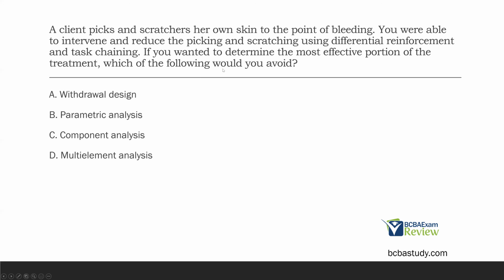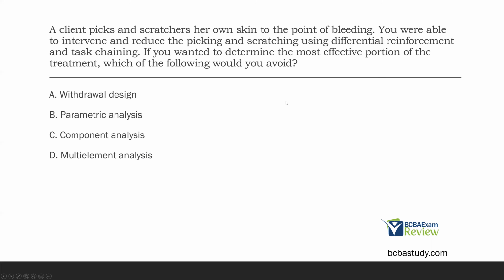All the question wants to know is you want to determine what was most effective. Was it the DRR? Was it the task chaining? Was it the amount of task chaining? Was it the amount of differential reinforcement? What was it? But even further than that, the question wants to know, what would you avoid? So that goes even a step deeper. If you flew through this question choice, who knows what you might pick, right? You might miss key parts of this question. Slow down, really understand the question. So if you wanted to determine the most effective portion of the treatment, what would you avoid?